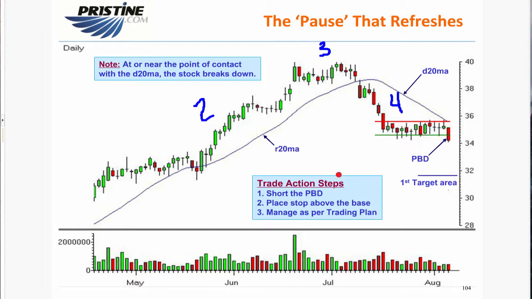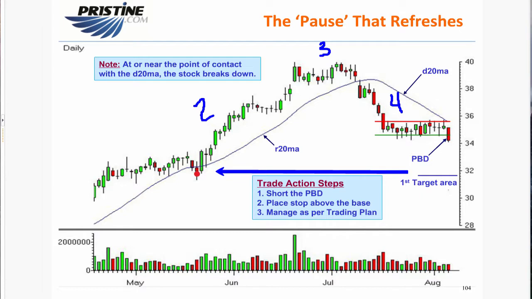Target area being right at and below the $32 level. One, because it's a whole number. Two, because if you look over here to the left, you've got support. So that's a likely area where price is going to try and stabilize. This is an area where buyers will try and step up.